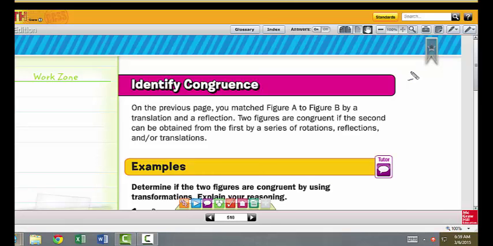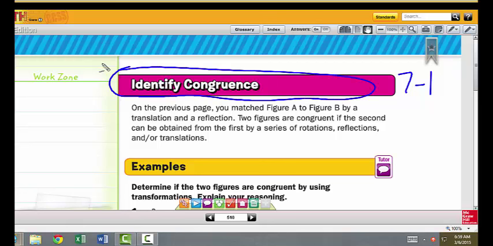Here are your examples for 7-1. 7-1 is about congruence and transformations. So let's take a look at our first subject here, identifying congruence. First of all, you can just skip this first part here. We're not going to worry about the previous page.